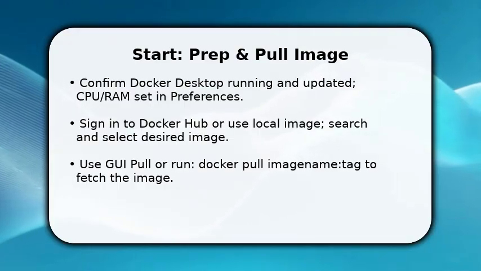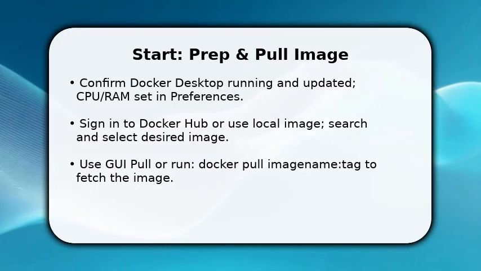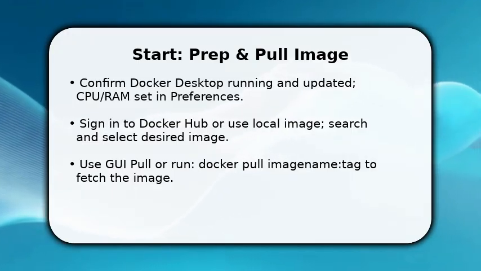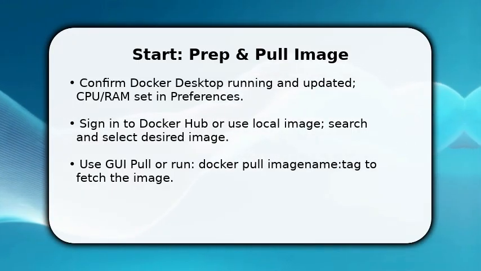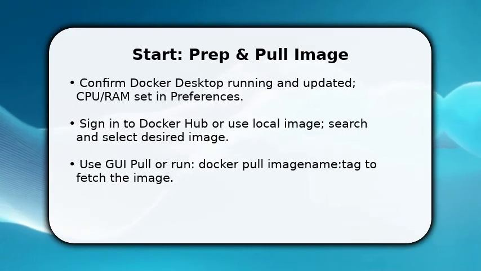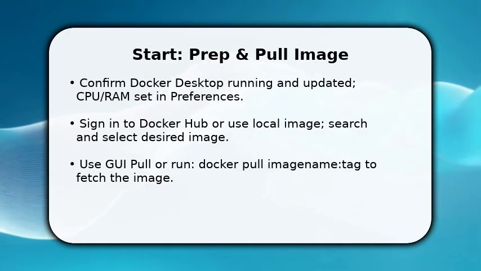You start by making sure Docker Desktop is running and reachable. Once done, check Preferences for resource limits so containers have enough CPU and RAM. Next, sign into Docker Hub or pick a local image. This matters because permissions and image access differ.